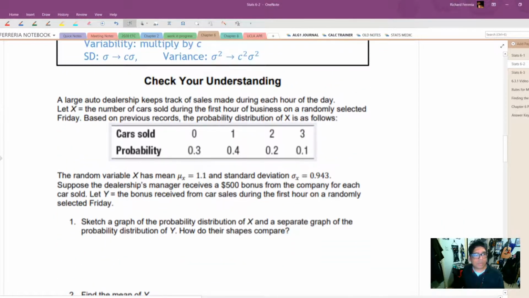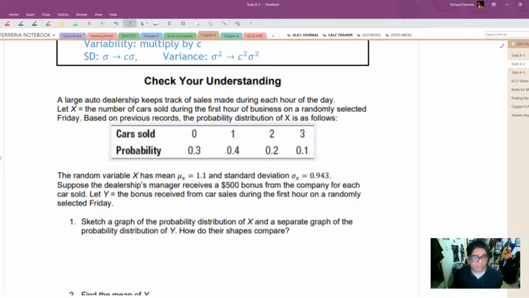Let's see this first one. A large auto dealership keeps track of sales made during each hour of the day. Let X be the number of cars sold in the first hour of business on a randomly selected Friday. Based on records, this is a probability distribution. So random variable X has a mean of 1.1 and a standard deviation of 0.943. Well, we don't have to compute that.